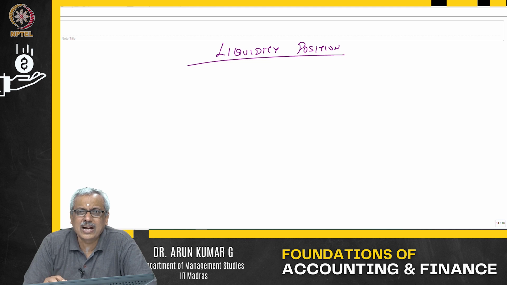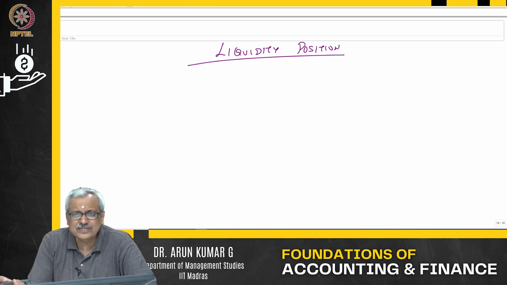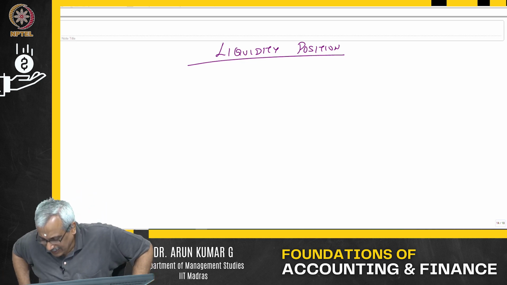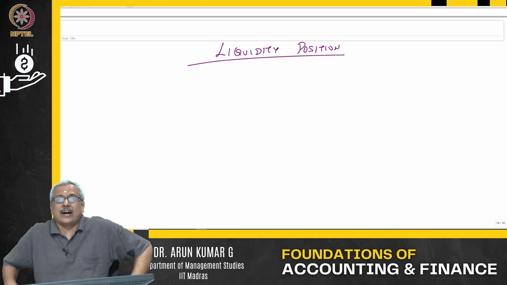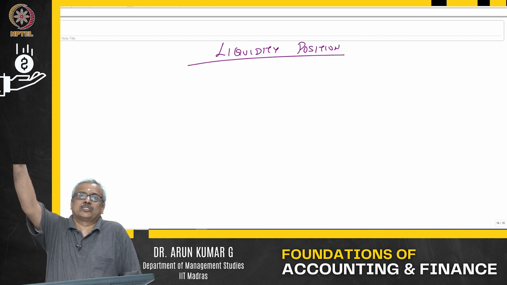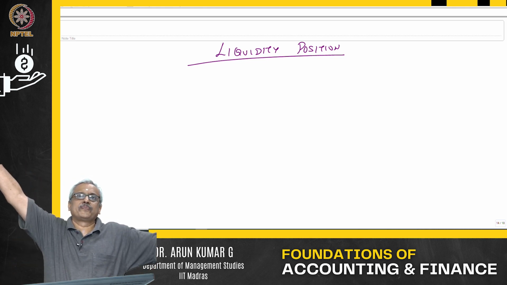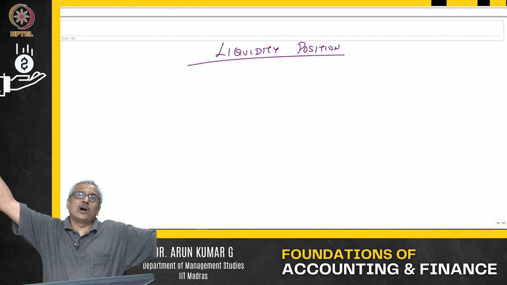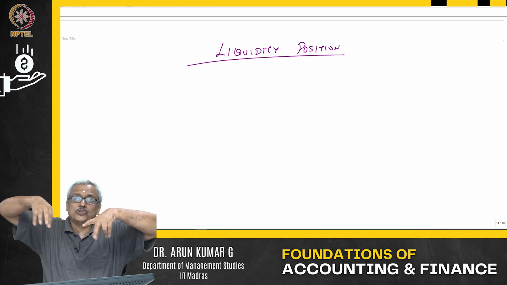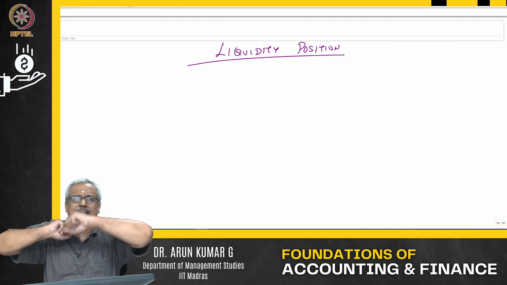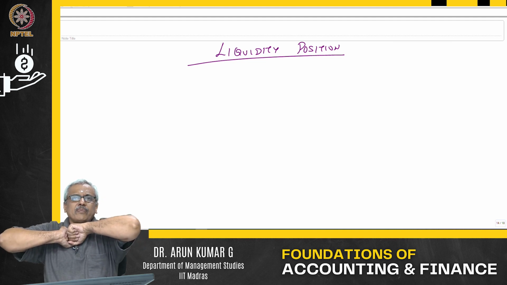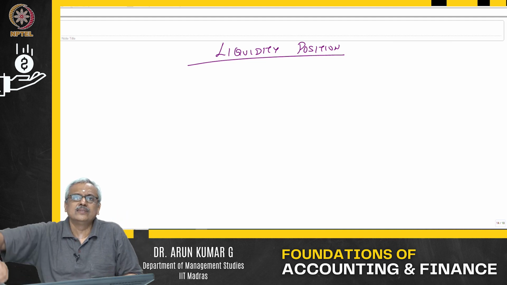For example, a company may have a lot of profits and a lot of assets, but all the assets are in the long term. To meet tomorrow's expenditure, that is, to meet the salary expenditure of my staff at the end of this month, I do not have cash, but I have a lot of assets. So you don't have liquidity, that is, you do not have money to meet the immediate requirements. So how do we do that?